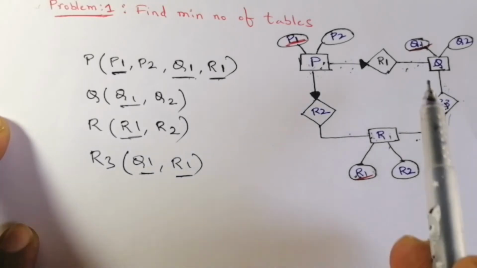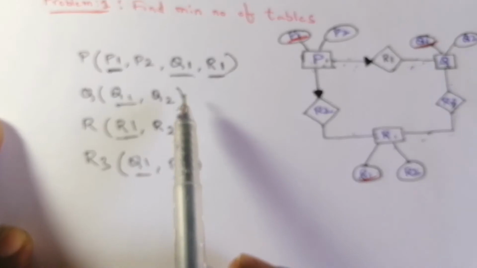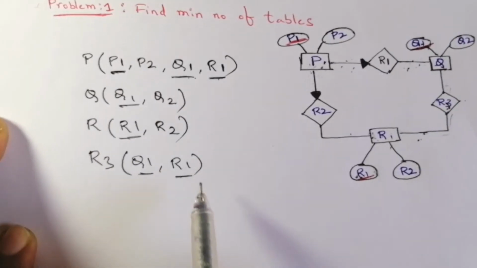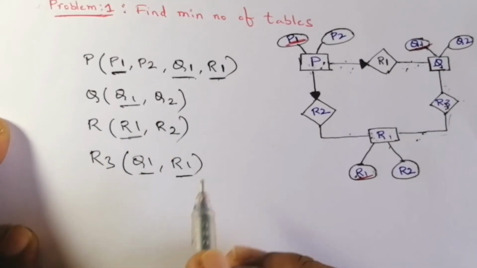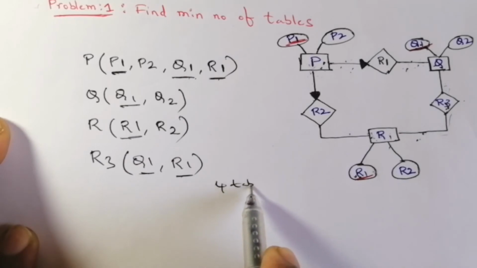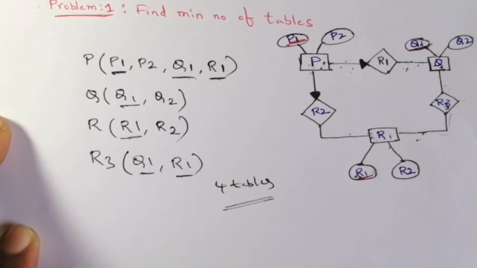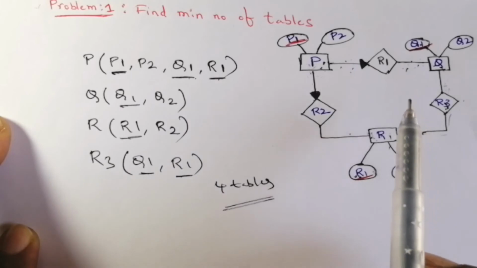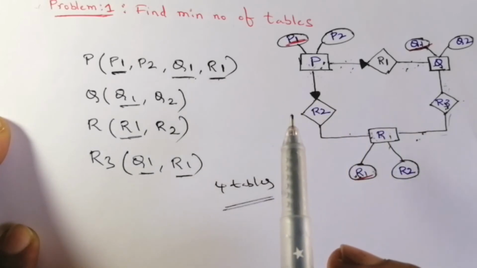So we have taken all the considerations and solved the problem, right? So how many tables are required? 4 tables for this particular example. So like this we have to solve the problems. Let us solve another problem.